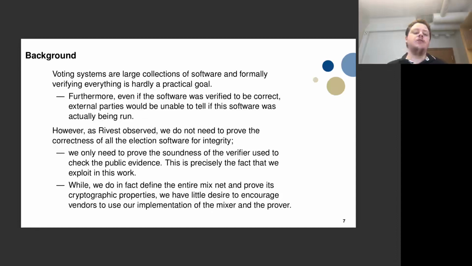So then we've moved our problem. We've moved our problem for integrity from the software that's running the election to the software that's checking the evidence. That's quite nice, because the software checking the evidence is a lot smaller, it's happening after the election, and it's a lot easier to manage than the software running the election itself. This is precisely the fact that we exploit in this work. We do a lot more than verify, but you can read the paper for that. The main thing that we want to actually use in practice is the verifier, but we actually machine check a fair bit more.